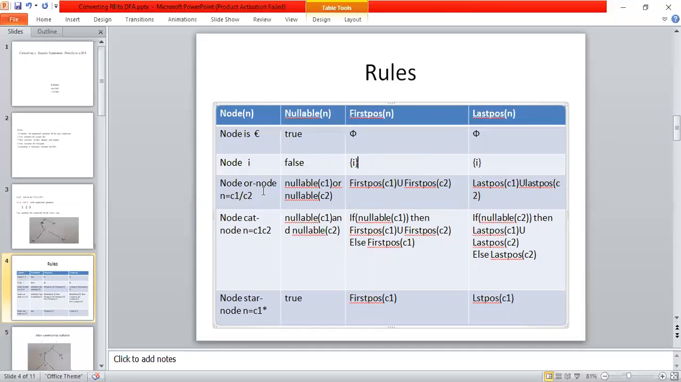Now, suppose the node in the syntax tree is an or node. An or node means this slash. If the node is an or node, then nullable is nullable of C1 or nullable of C2. Listen carefully: for an or node, nullable is constructed as nullable of C1 or nullable of C2. Here C1 is its left child and C2 is its right child.